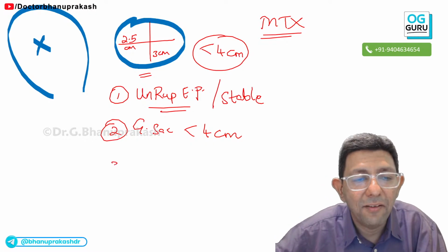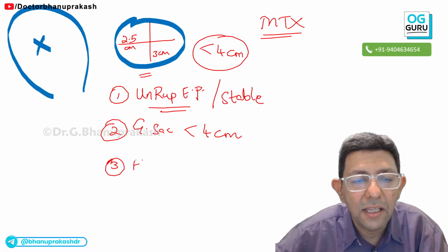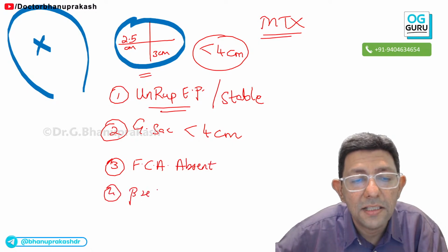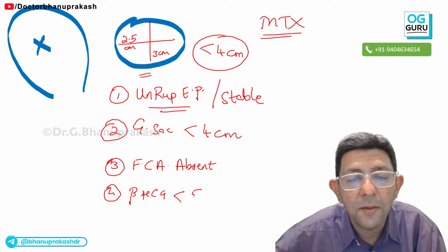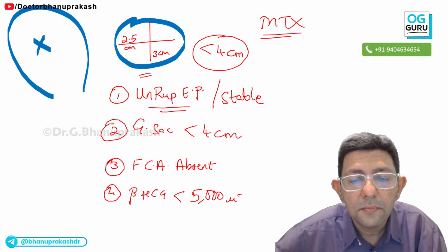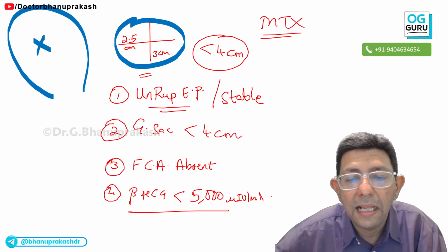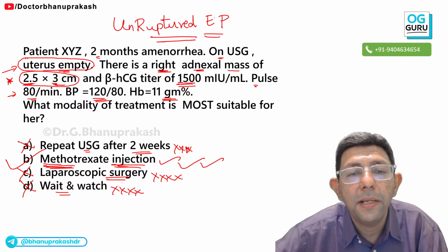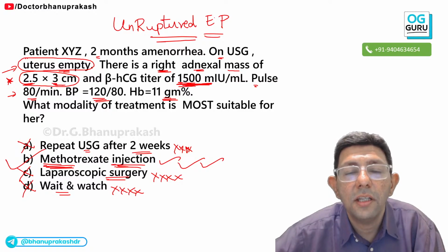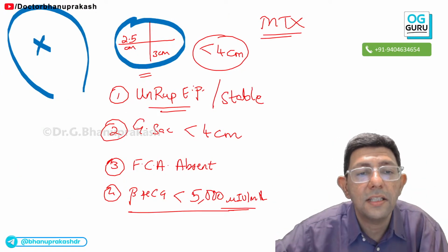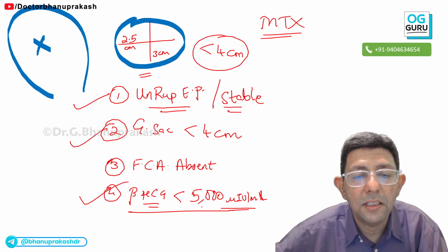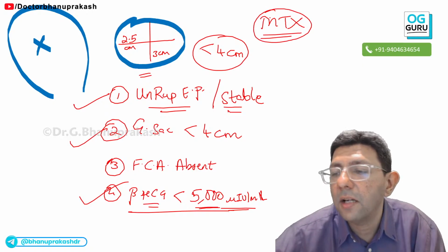Okay, and very good. The fetal cardiac activity should preferably be absent, but the most important, the beta HCG levels should be less than 5,000 micro international units per ml, and that is also getting satisfied. Beta HCG is 1,500, which is not very high. So here we have an unruptured, stable patient, the gestational sac matches, beta HCG is also less than 5,000, and therefore methotrexate becomes the answer.